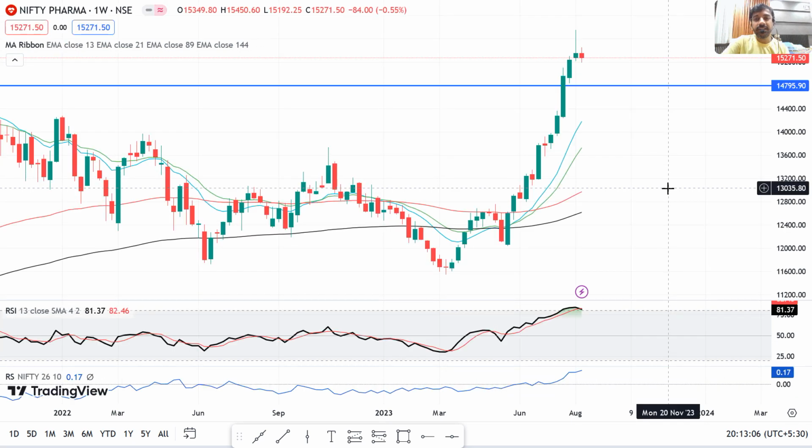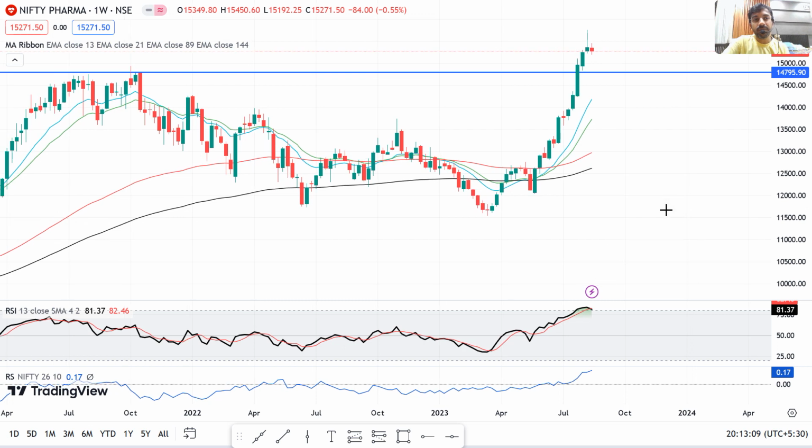Nifty Pharma, on the other hand, has broken above the all-time highs, and it has formed a pin bar this week. Last week we discussed there is this pin bar kind of formation which will lead to consolidation, and that's what is happening right now. So, yeah, it's just consolidating.